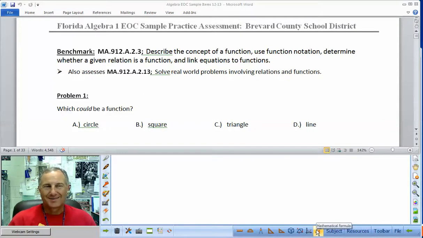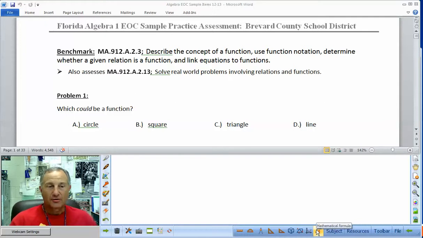Florida Algebra 1 EOC Sample Practice Assessment. I want to take this time to go over the questions with you in a video format so you have something at home that you can look at, as well as what we're doing in class. Hopefully you have printed a copy of this off of the headline. It's there under the news, and you've got the answers there also. This will give you something to look at to see how to do it all, to combine with what we do in class, and help you prepare for this test.